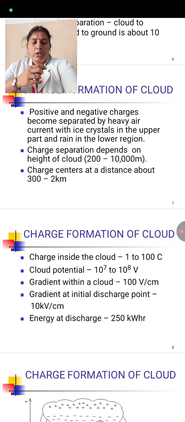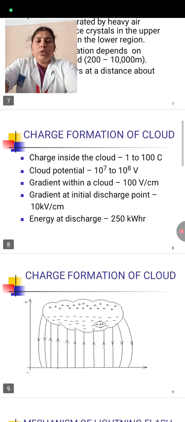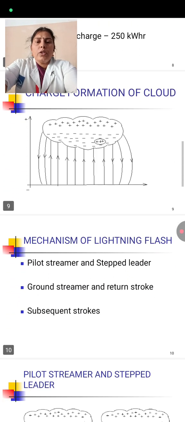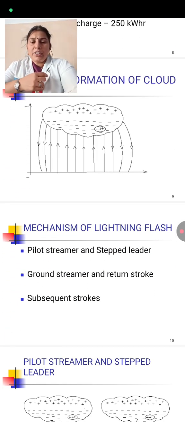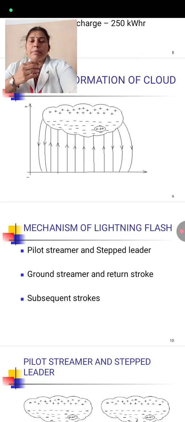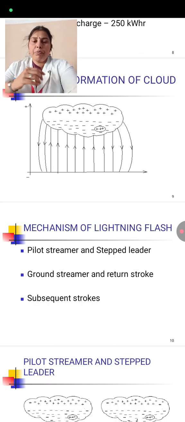Charges are formed in the cloud. The charge inside the cloud is 1 to 100 coulombs and the cloud potential is very high, 10 to the power 7 to 10 to the power 8 volts, and the gradient within the cloud is 100 volts per centimeter. The gradient at the initial discharge point is 10 kilovolts per centimeter, and the charge formation in a cloud is shown in this figure. So the mechanism of the lightning flash occurs: pilot streamer and stepped leader, ground streamer and return stroke, and subsequent strokes occur.